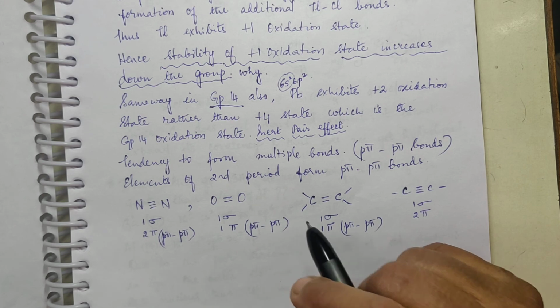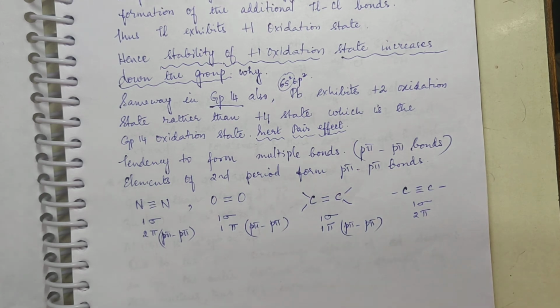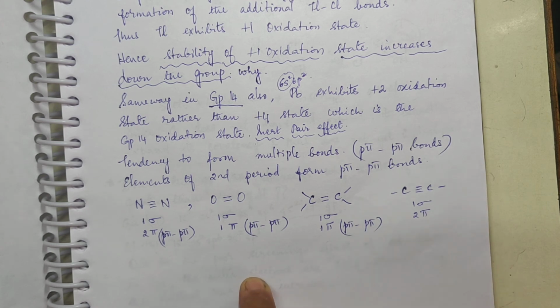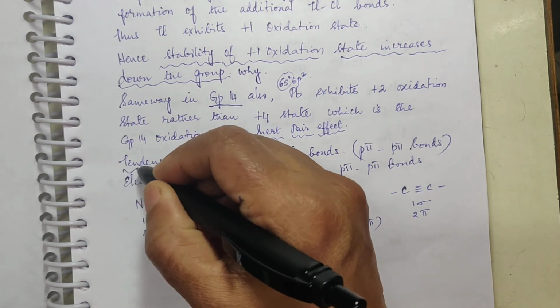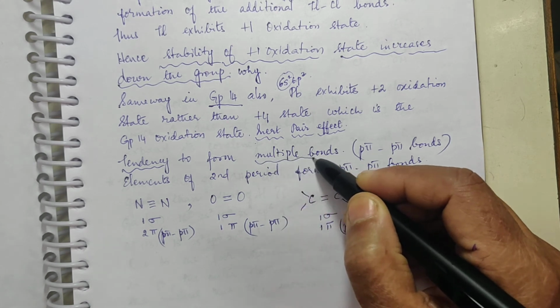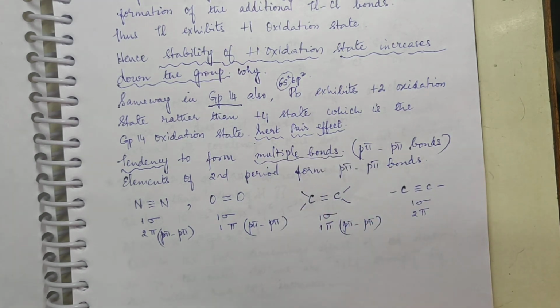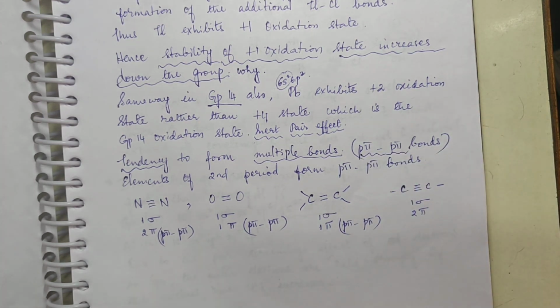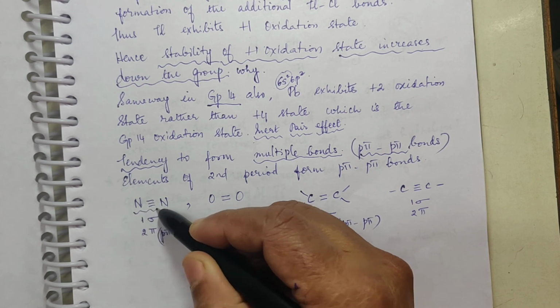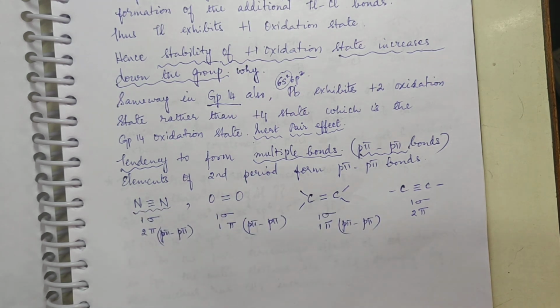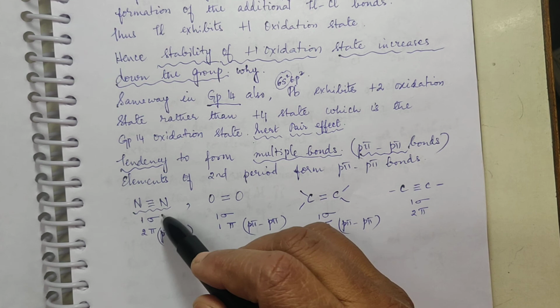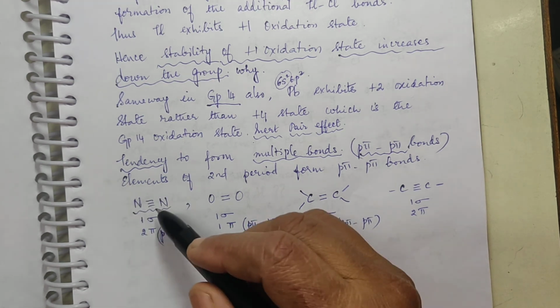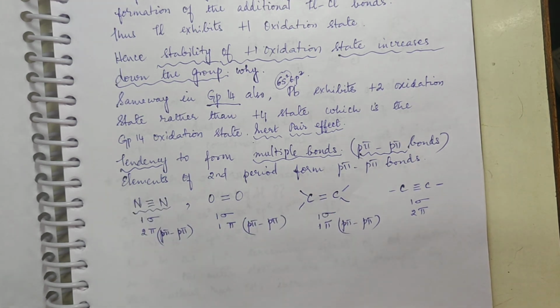Okay. Now, what other typical properties do we have in these p block elements? Tendency to form multiple bonds. This is another important property which the s block does not show. They make p pi bonds. Now this is what you have already seen with respect to nitrogen, why it exists in the diatomic state and has a triple bond between the 2 atoms.